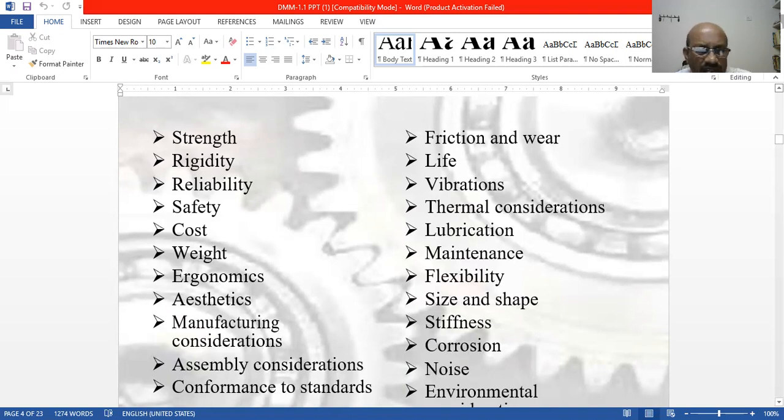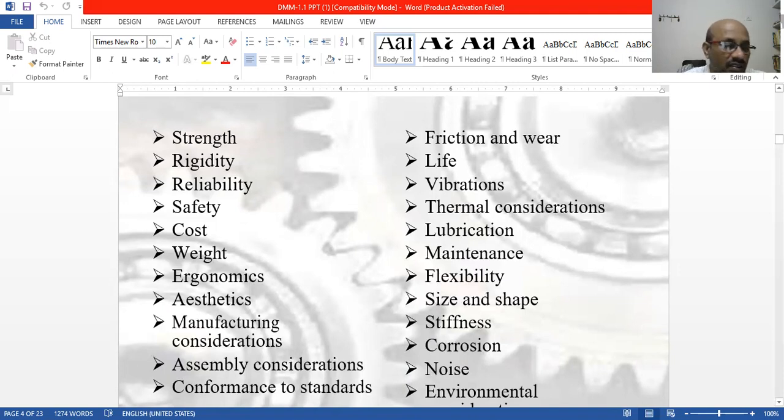Reliability is defined as the degree to which the result of a measurement, calculation or specification can be depended upon as accurate. Whatever you are designing, the dimensions should be accurate. That is called reliability. Wherever we manufacture a product, it has to be reliable.